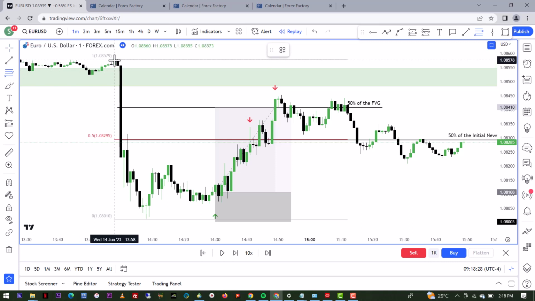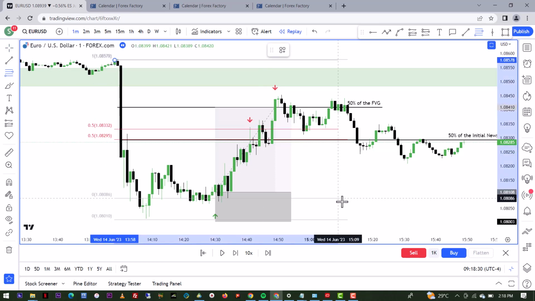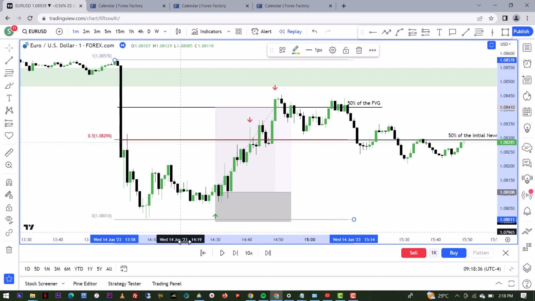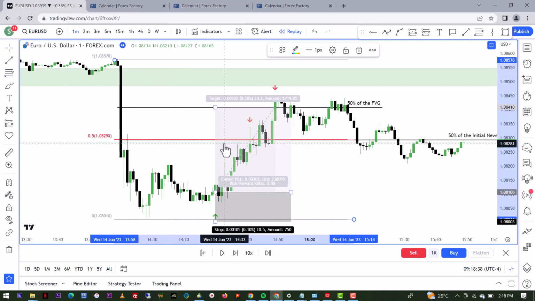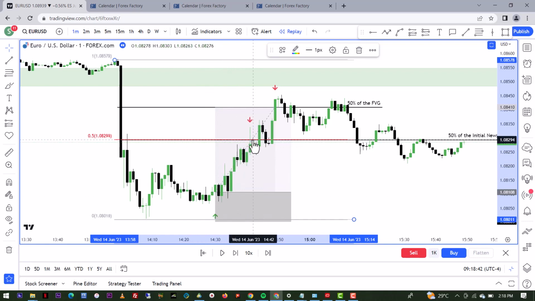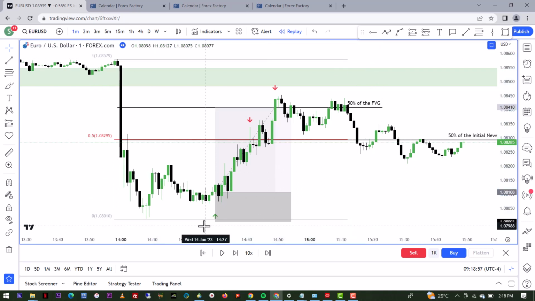I'm going to do that right now from here down to this place right here. Now, that is the full move. Now, the 50% of it, once price gets there, we want to be taking partials, our first profits. And that's why I'm annotating that with this line. You're seeing 50% of the initial news from here to here. We can use the Fibonacci tool to get the 50% of that. So once price gets there, you want to be taking partials.